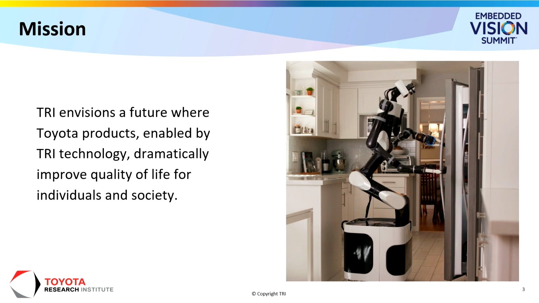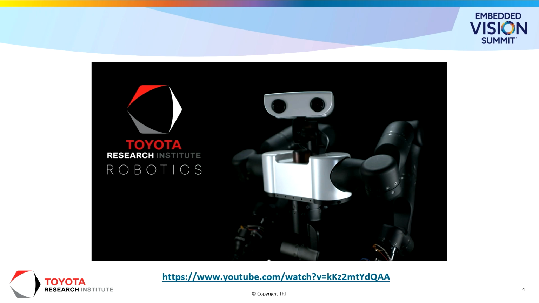So about our mission, TRI envisions a future where Toyota products enabled by TRI technology dramatically improve the quality of life for individuals and society. And our role at TRI is to build this technology that's going to lead to the creation of these future products. And more specifically, in the Large Behavior Models Division, or LBM, our goal is to build general-purpose robots which can help people with daily tasks in typical environments like supermarkets, homes, factories, and things like that.